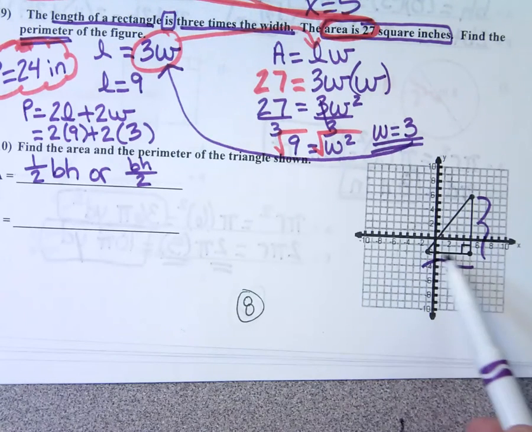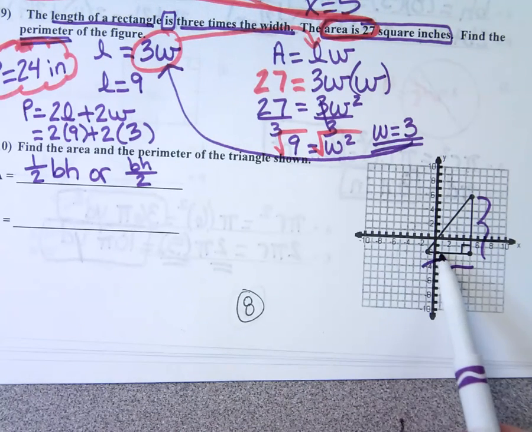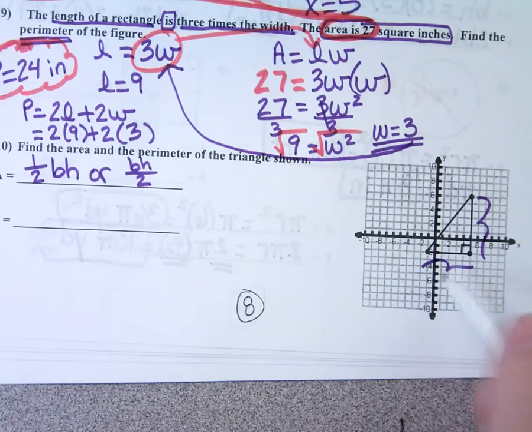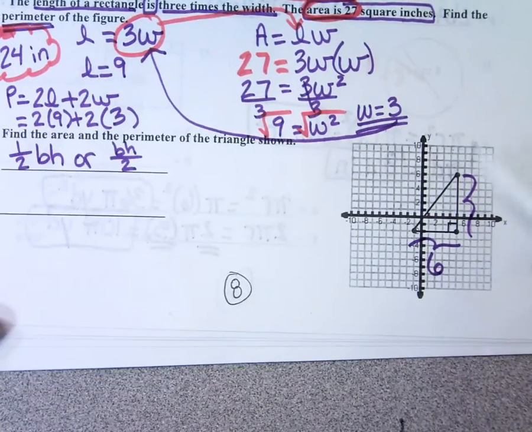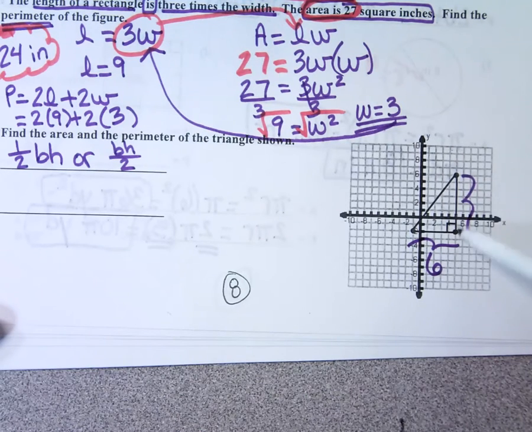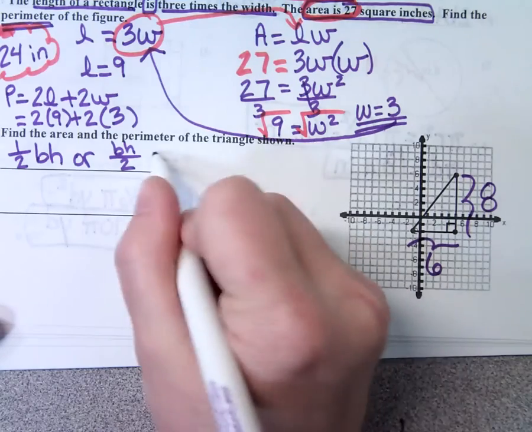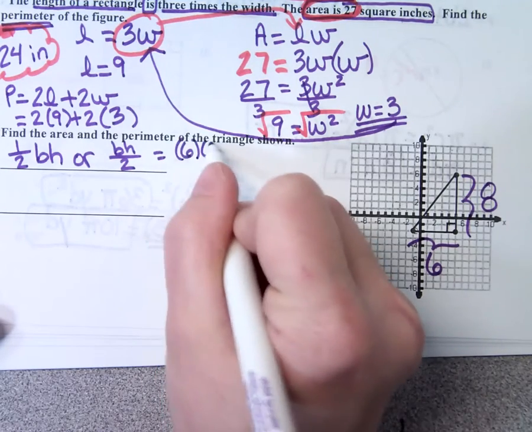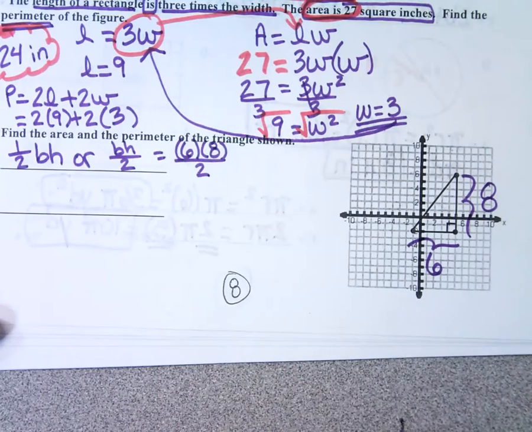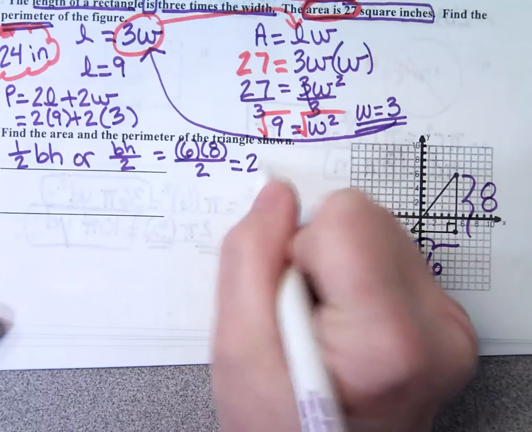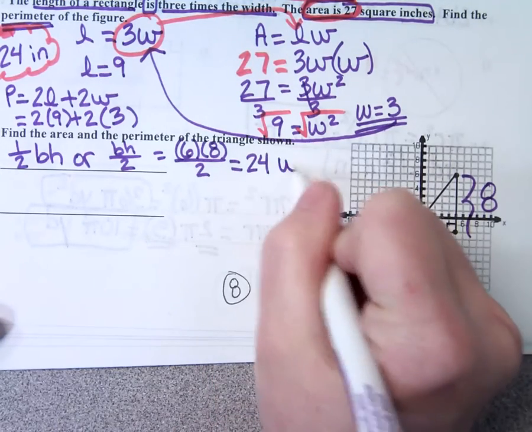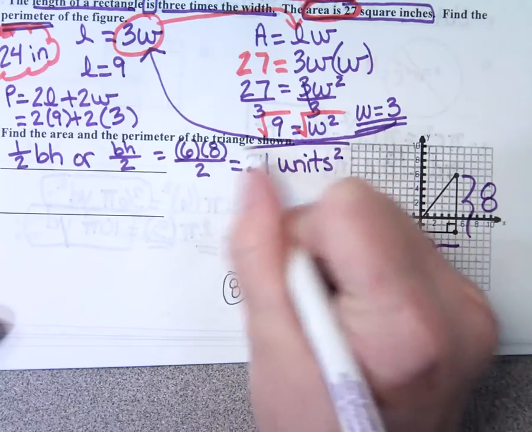So we can count this. How long is this base? Everybody count. 6. What is our height? We can count this real easily because it's just vertical. 8. So my base is 6 and my height is 8. So I'm going to take my base, 6, times my height, 8, and I'll just go ahead and divide by 2. And what do you get if you do that? 24. And I don't know what kind of units this is in, so I'm just going to say units squared.